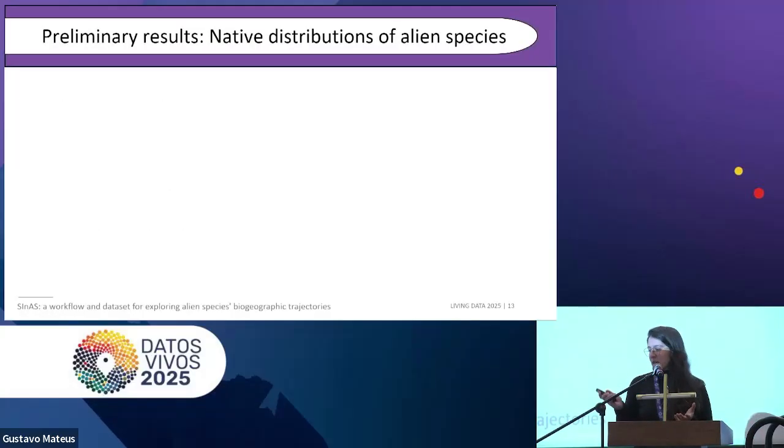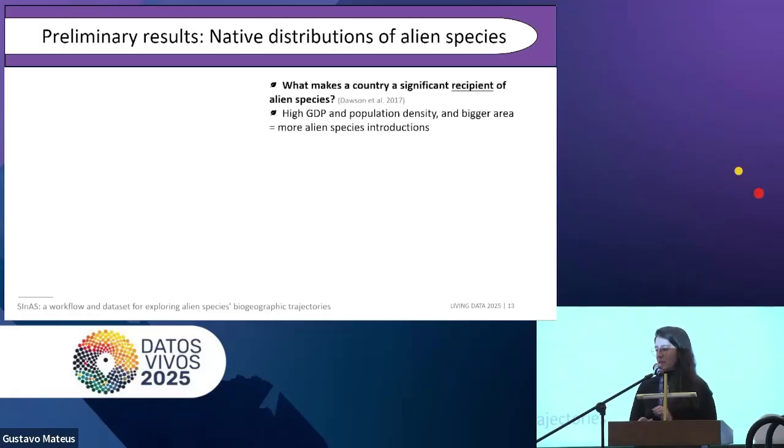So I wanted to bring a small example of what I've been working with now with the data set, and it's about the native distributions of alien species. So why the native distributions? It's because we already have good studies on the alien distributions of alien species. For example, there's the study of Dawson and his colleagues where they ask themselves, what makes a country a significant recipient of alien species?